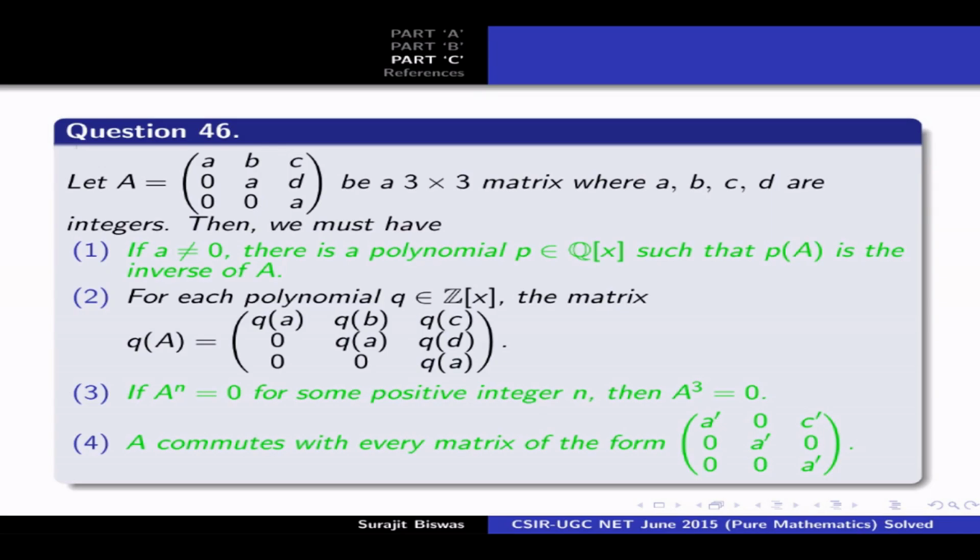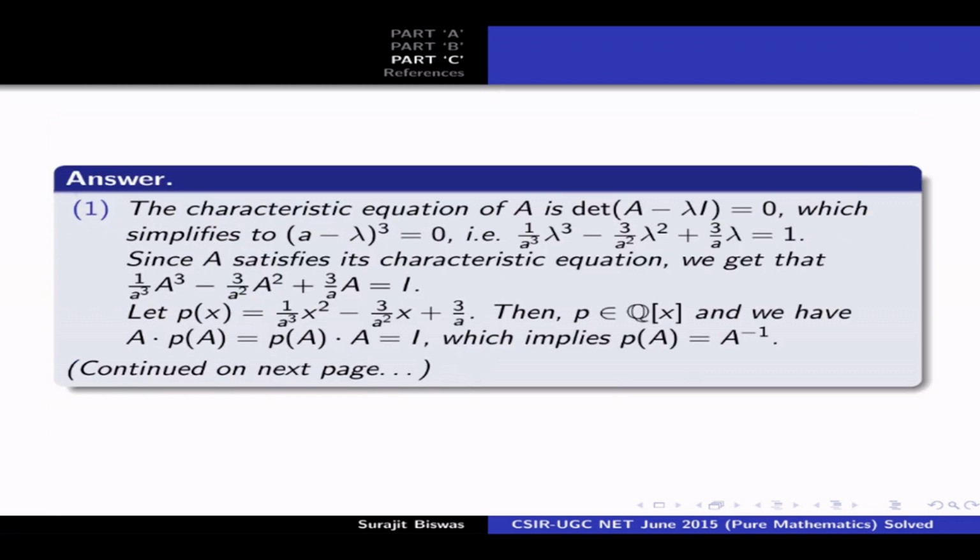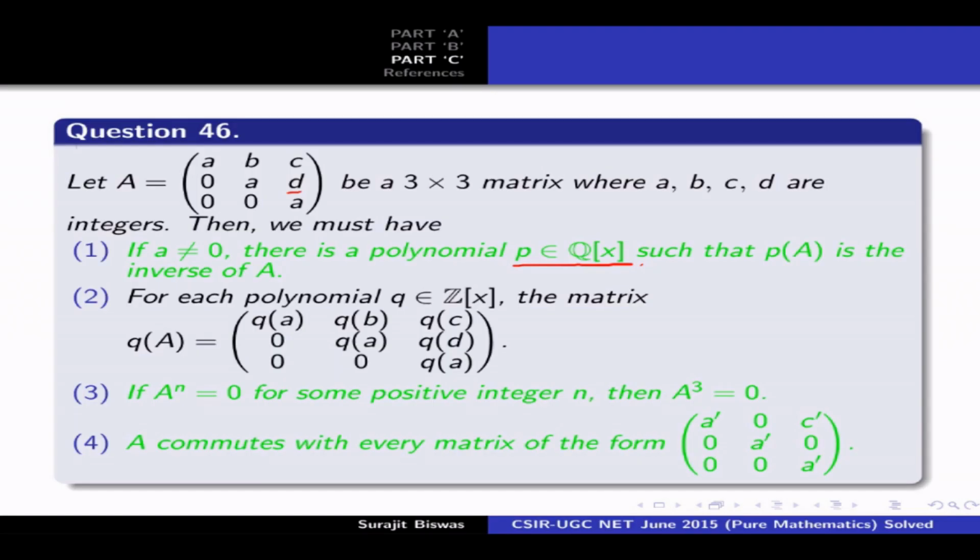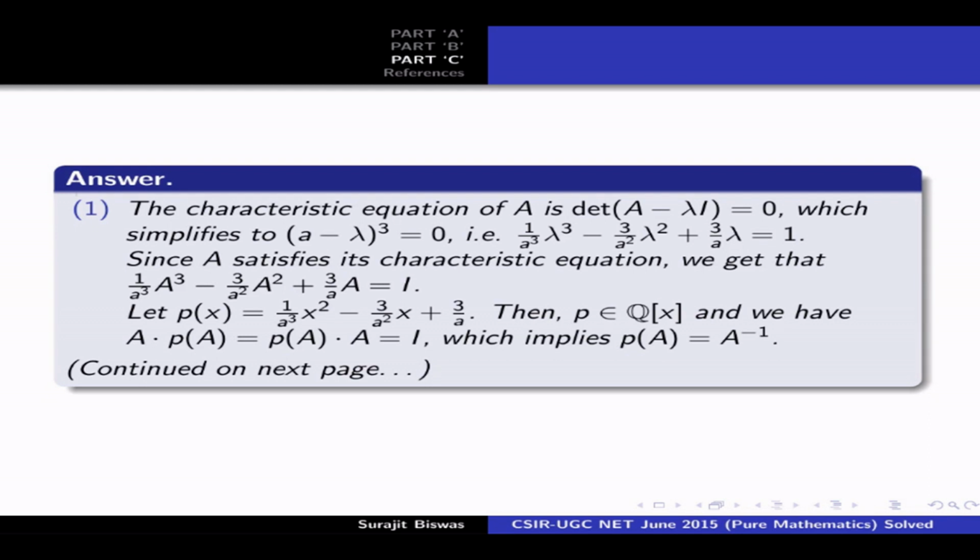Question number 46. Let the matrix with rows (a b c), (0 a d) and (0 0 a) be a 3 by 3 matrix where a, b, c, d are integers. Then we must have, first option: if a is not equal to 0, there is a polynomial p in Q[x] such that p(A) is the inverse of A. For this kind of problem, to find a polynomial so that p(A) is the inverse of A or not, first we will find the characteristic equation of A, which will be satisfied by A.